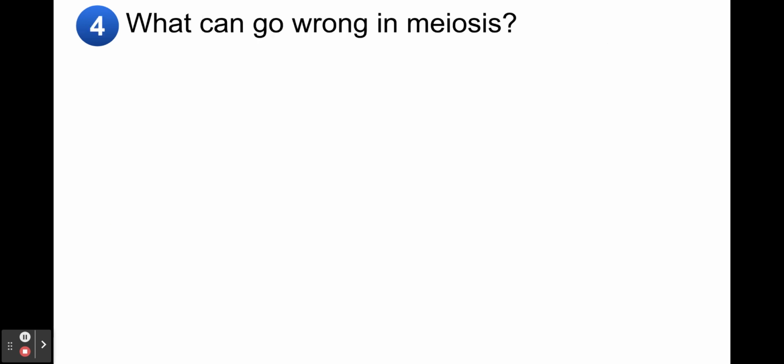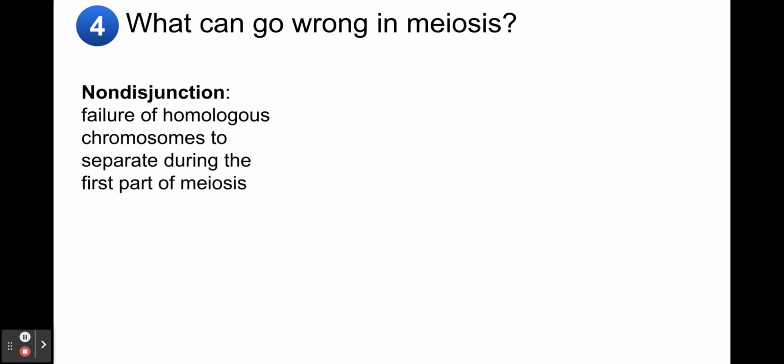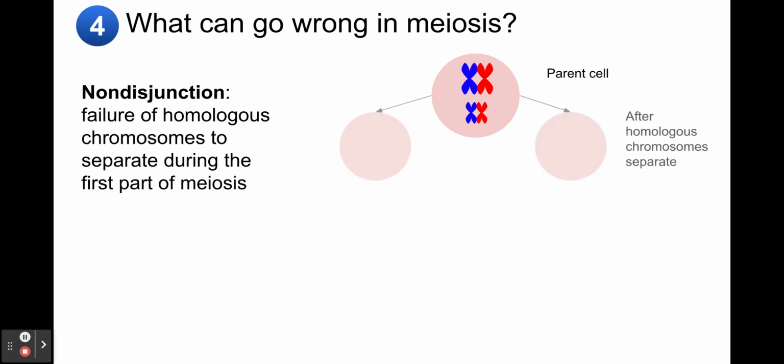Okay, final section. What can go wrong in meiosis? Well, there's one big thing that can happen. It is called non-disjunction. This is failure of homologous chromosomes to separate during the first part of meiosis. And here's what it looks like. Here's our parent cell, and I've got my homologous chromosomes already lined up. And what I know should happen is I should end up with 2 daughter cells where there's the chromosome 1 pair that has separated successfully, and I know my chromosome 2 pair should separate.